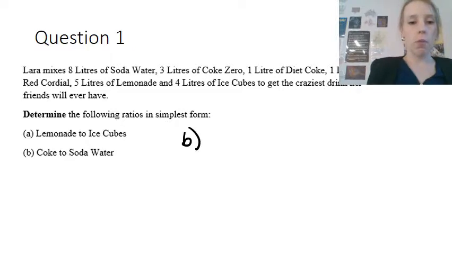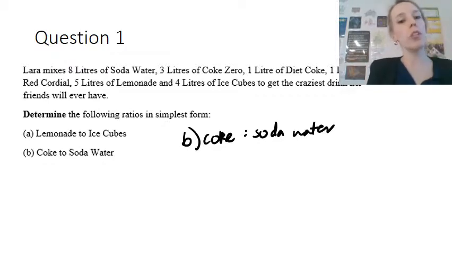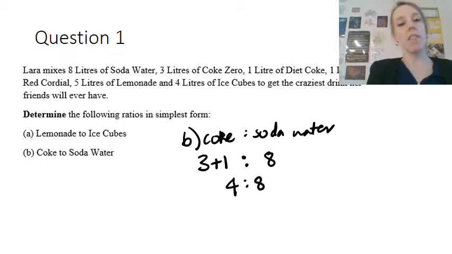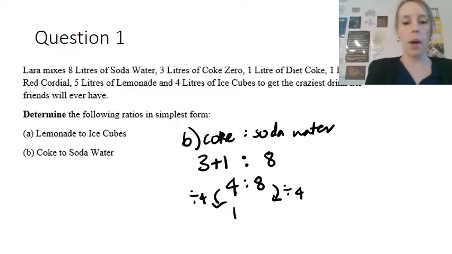Then for B, we want the ratio of Coke to soda water. Now this one is a little bit more complex because if we read the question, we've got 3 litres of Coke Zero and 1 litre of Diet Coke. So the ratio of Coke is going to be 3 plus 1, to soda water, which is 8 litres. So that's 4 to 8. We can then simplify by dividing both numbers by their highest common factor, which is 4, and our answer is 1 is to 2.